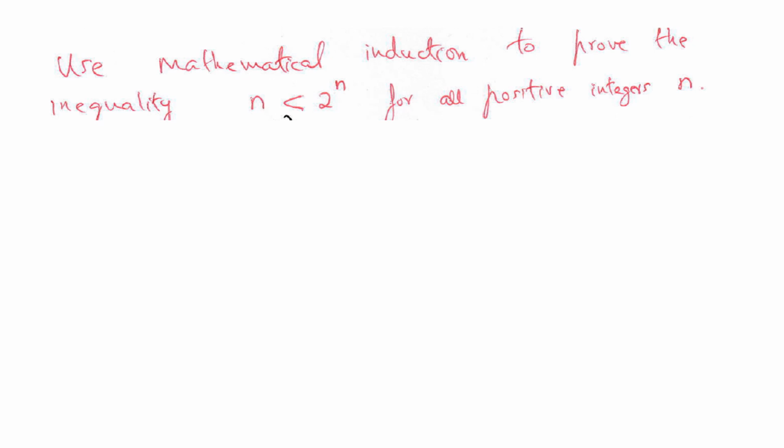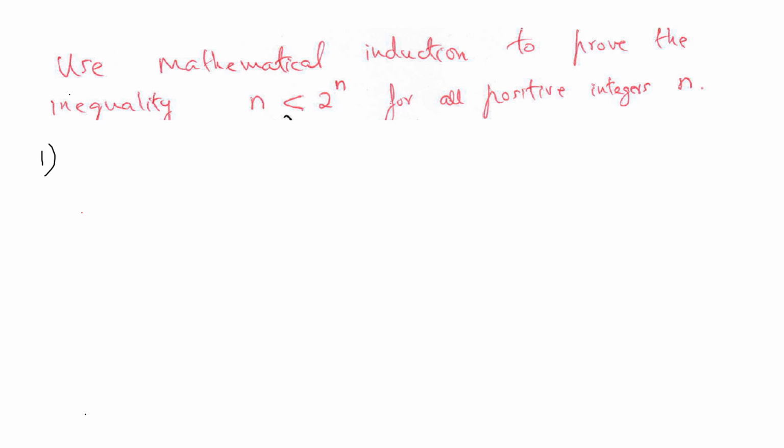So the second problem is: use mathematical induction to prove the inequality n less than 2 to the power n for all positive integers n. So this problem is also solved in the class. Now same process here also. How many steps? 2 steps. Sorry, first one is basic step, second one is inductive step. So in inductive step, 2 cases that we know. So how do we start?